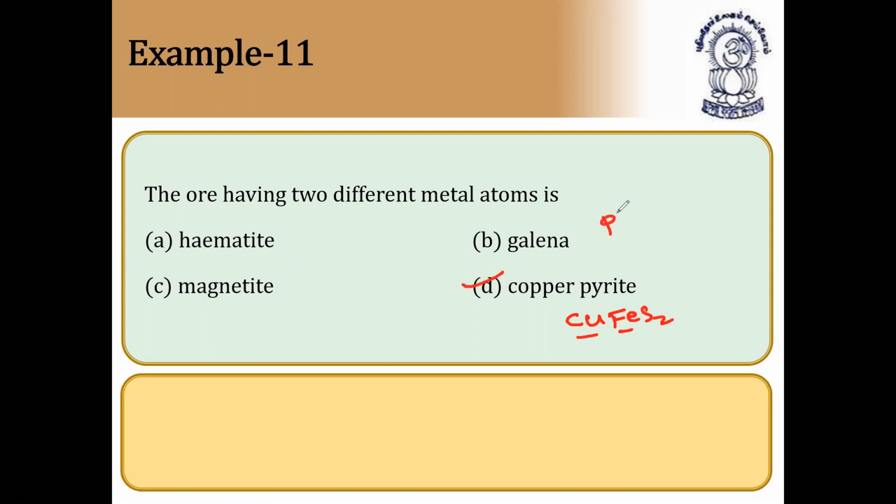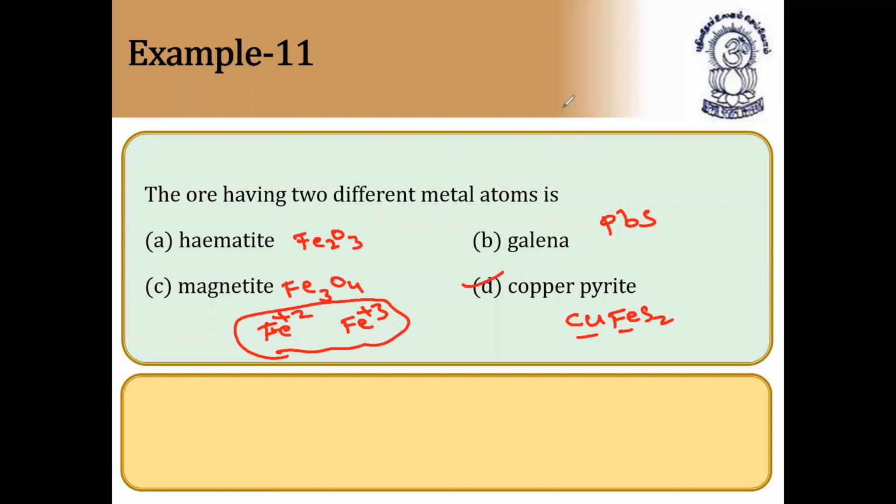Galena is simply lead sulfide. Hematite is Fe2O3. And magnetite is Fe3O4. Suppose they are the same metal atoms with a different oxidation state, that means magnetite, because in magnetite we have iron plus 2 as well as iron plus 3. But it is the same metal. They are asking for different metals. So the answer is copper pyrites.